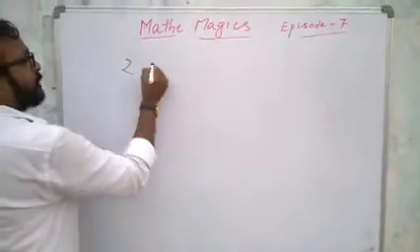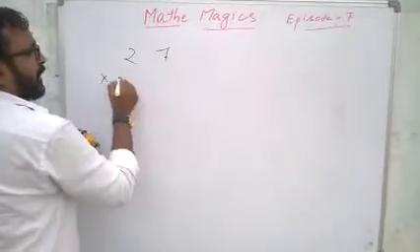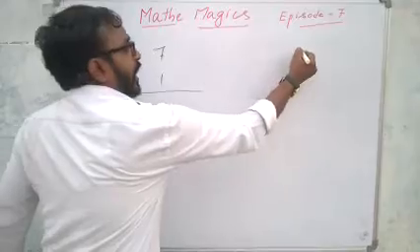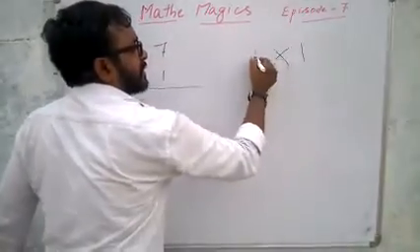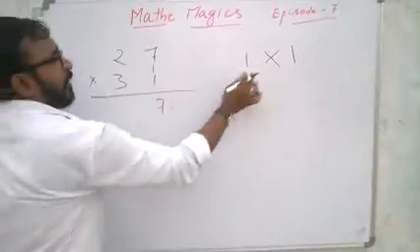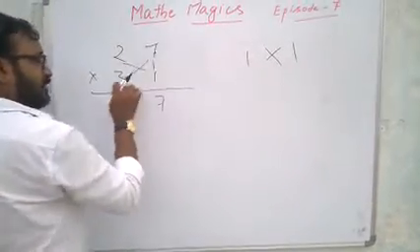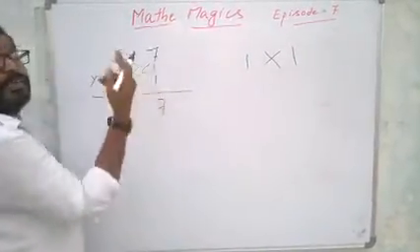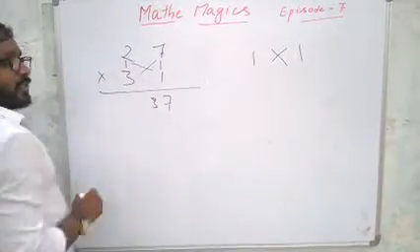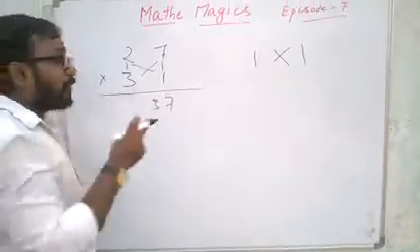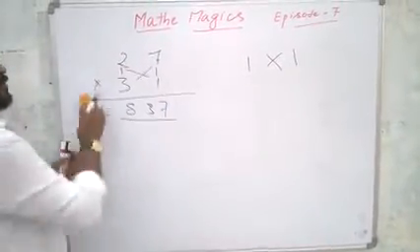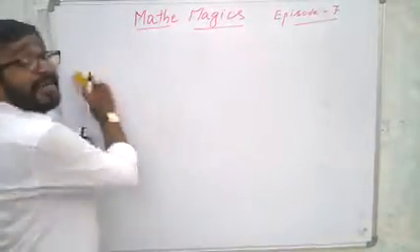If you want to multiply 27 into 32, how do we do it? First, as we discussed earlier, one line: 7 times 1 is 7. Now two lines: 7 times 3 is 21, 2 times 1 is 2, totally 23. Write 3, keep 2 in your mind. Now this line: 2 times 3 is 6, already we have 2, so 6 plus 2 is 8. That's all the answer.